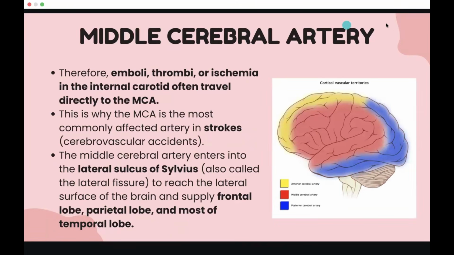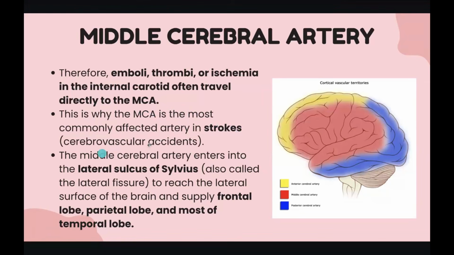Let's first discuss the middle cerebral artery. The middle cerebral artery is, as we said previously, a direct continuation of the internal carotid artery, right? Therefore, this is very important clinically. Why? Because any emboli or thrombi or ischemia that affects the internal carotid artery will most commonly travel directly to where? To the middle cerebral artery. Makes sense. And this is why the middle cerebral artery is the most commonly affected artery in strokes or cerebrovascular accidents.